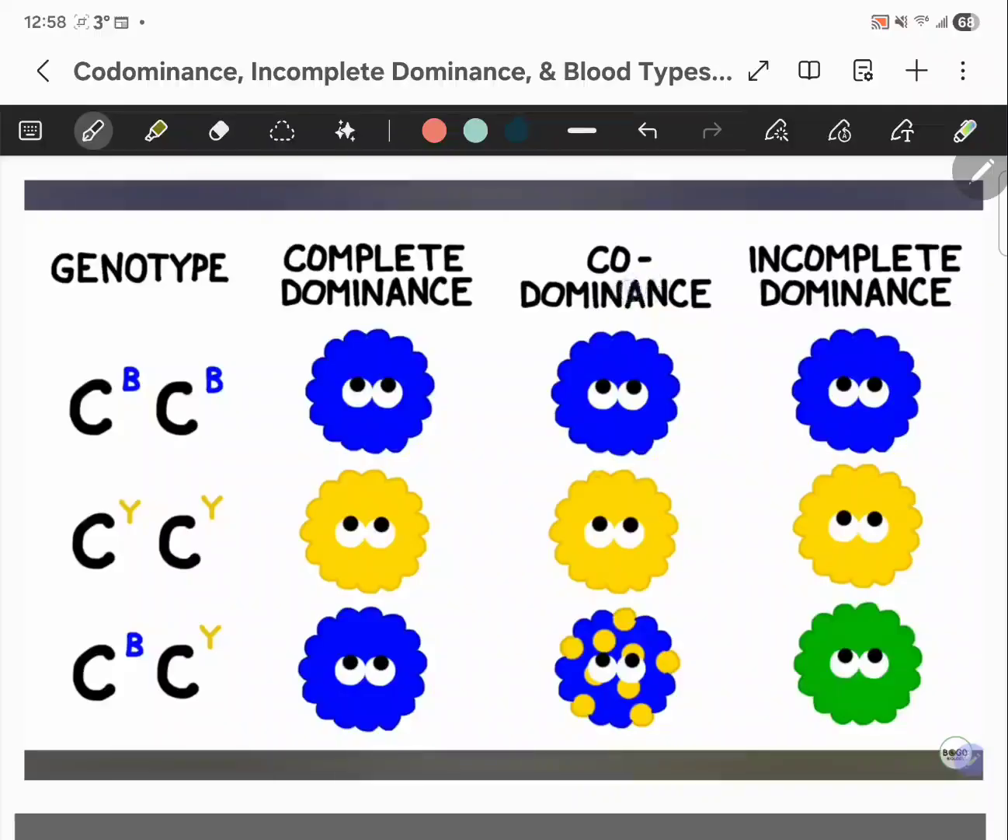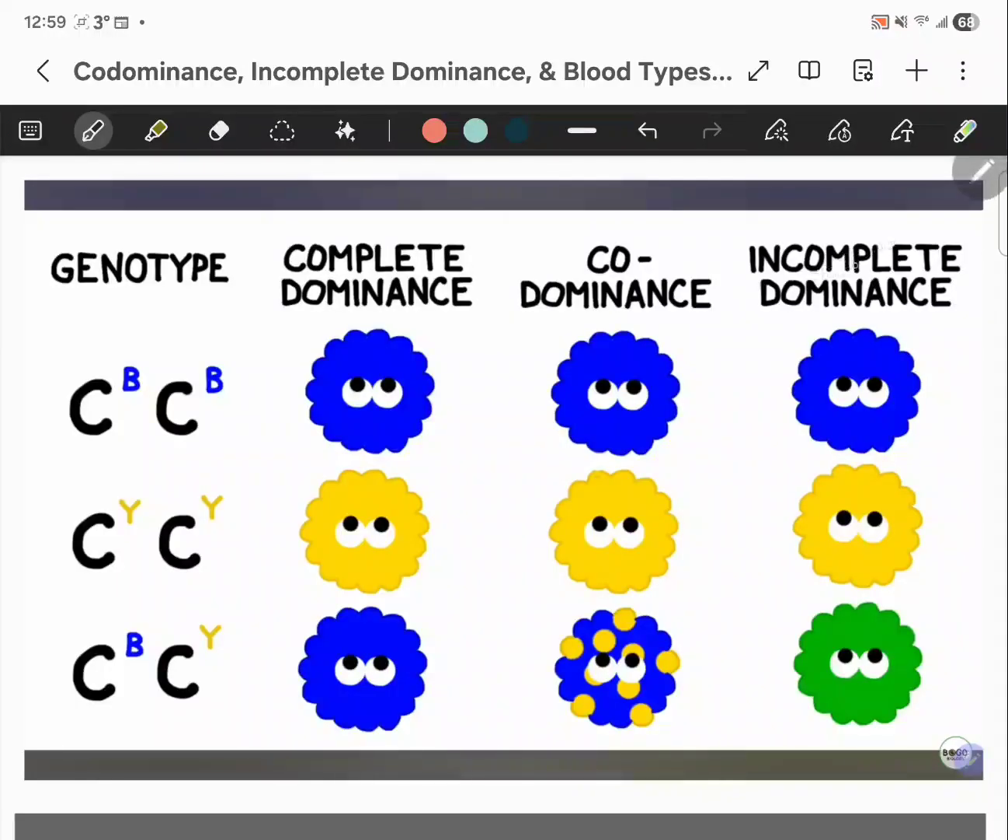Lastly, we also have incomplete dominance. We'll go back through our examples, but incomplete dominance is an example where neither one is completely dominant. In codominance, we end up getting both fully expressed, a full blue color and a full yellow color, both in the phenotype whenever it's a heterozygous genotype.